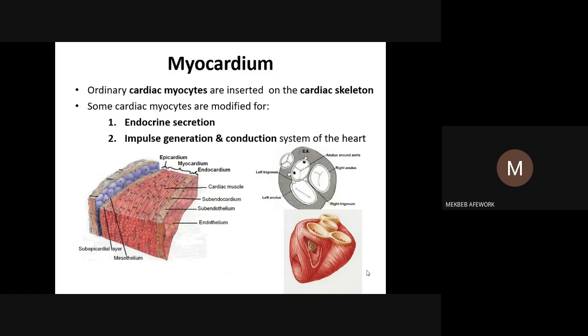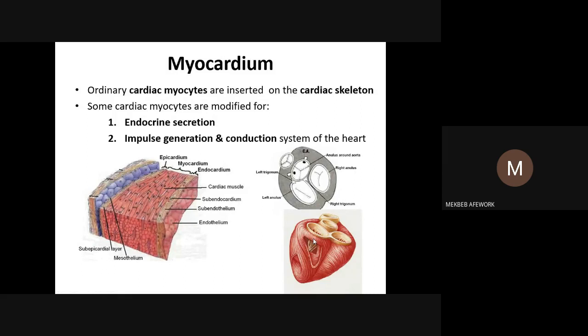One is that it is inserted into a connective tissue right at the junction of the atria and the ventricle. That connective tissue with fibrocartilage region is named the cardiac skeleton. So cardiac muscles run as a whole, beginning from the junction, and they go down and they come back. That's how they are organized.